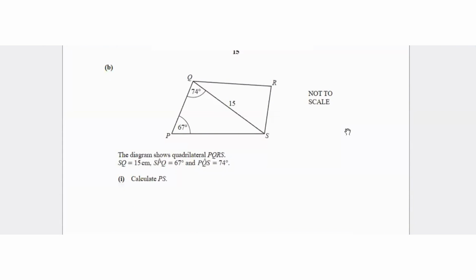Part B says the diagram shows quadrilateral PQRS. PQ is 15, angle QPS is 67, angle PQS is 74, and we have to calculate PS. As you can see, we have two angles. We can find the third angle by subtracting 74 and 67 from 180, and that equals 39.